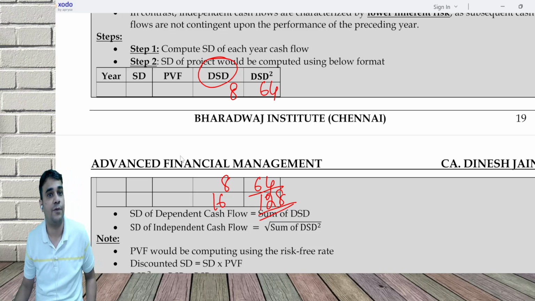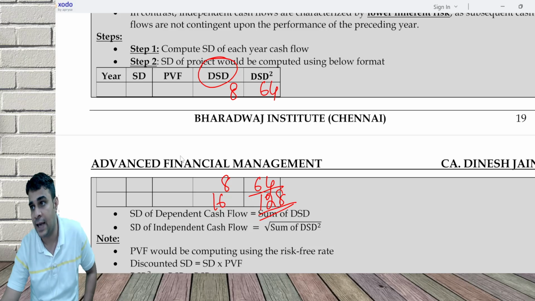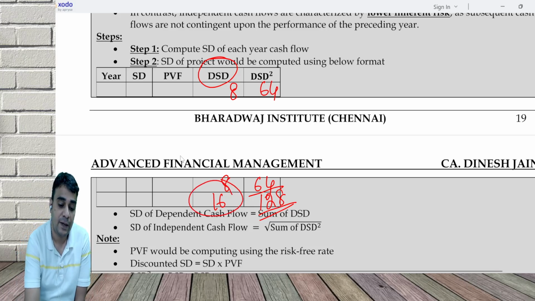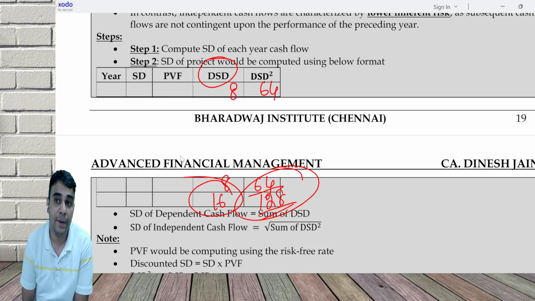I said there are two types of cash flow. One is dependent cash flow, second is independent cash flow. Which has more risk? This is the answer for dependent, more risk. The square root of this is the answer for independent, which carries lesser risk.